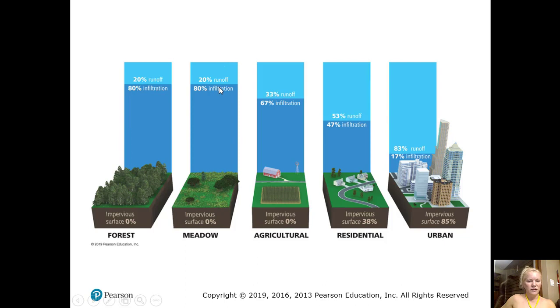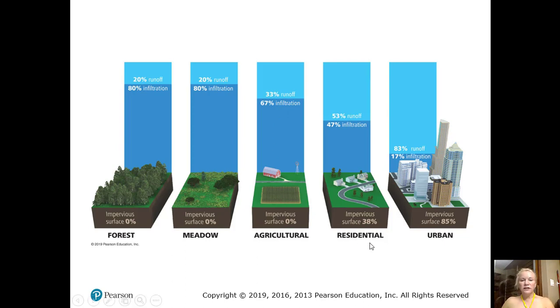Meadow, you have another 80-20. A lot of that draws in the water. And agriculture, now it's getting a little bit more of a problem. You have 67% infiltration and then 33% of the water going off of the land. And remember, with agriculture, not only is that water leaving the land, but it's carrying pesticides and fertilizers, and it's carrying possibly feces from the animals, or a myriad of things, pollutants that come with farmland.